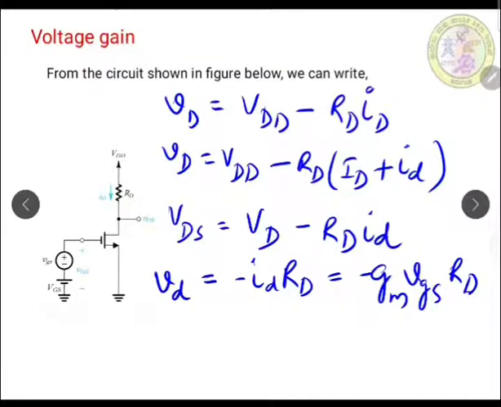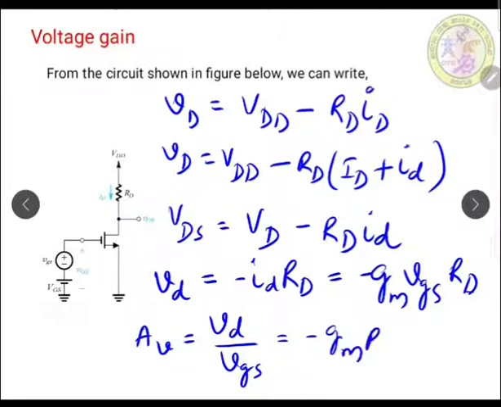Therefore, using this equation, the voltage gain Av can be written as vd by vgs. Here vd or vds both are the same. This will be equal to minus gm into RD. So this is the expression for the voltage gain Av in the case of MOSFET amplifier circuits.